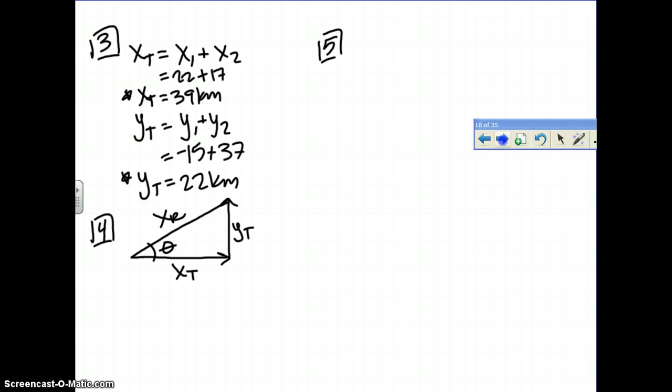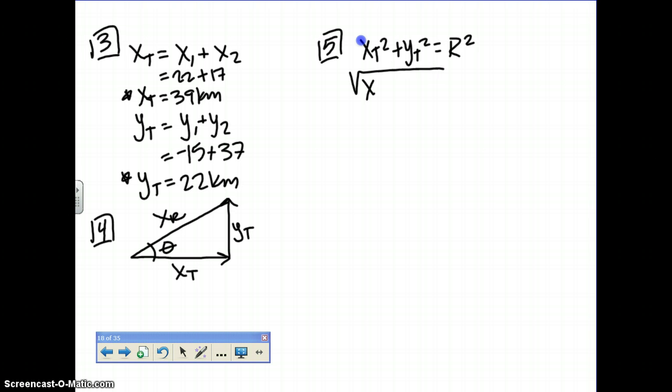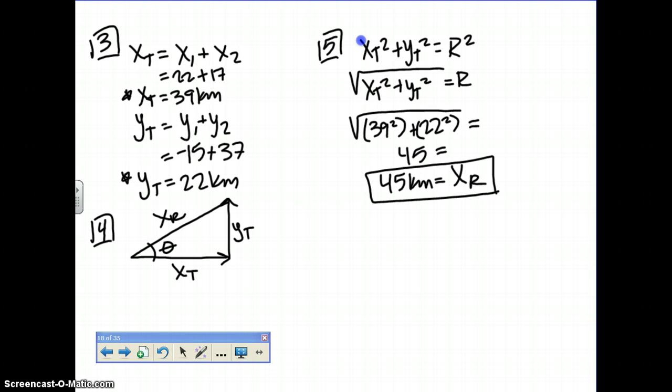Step number 5 is your magnitude. To solve for your magnitude, that is going to be X total squared plus Y total squared equals R squared. So the square root of X total squared plus Y total squared equals R. In other words, the square root of 39 squared plus 22 squared. Put that down in your calculator. 39 squared plus 22 squared, then square root, second answer. Should get roughly 45. So 45 kilometers equals R. That is your resultant magnitude.